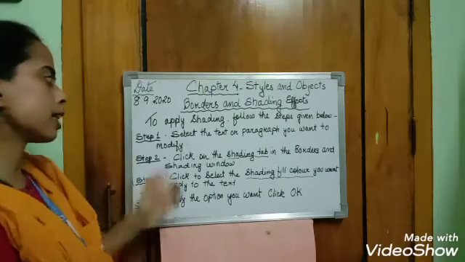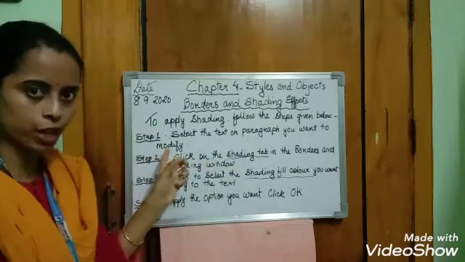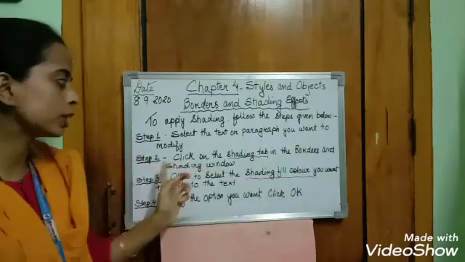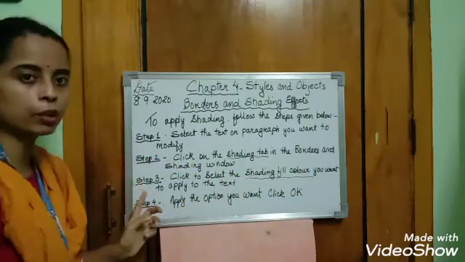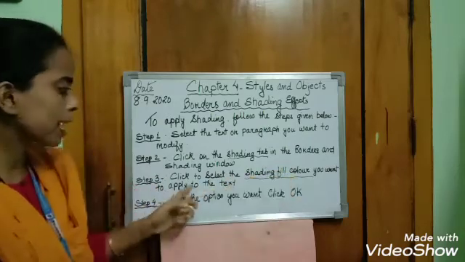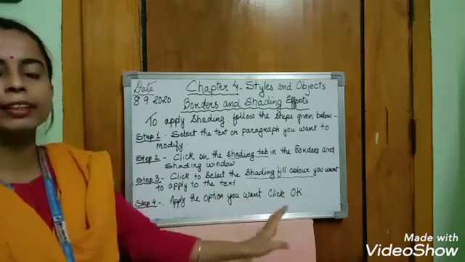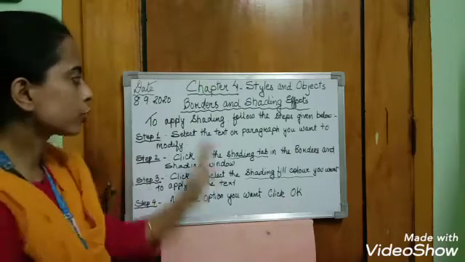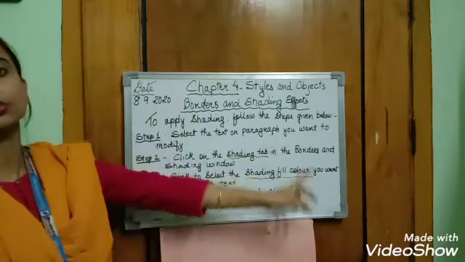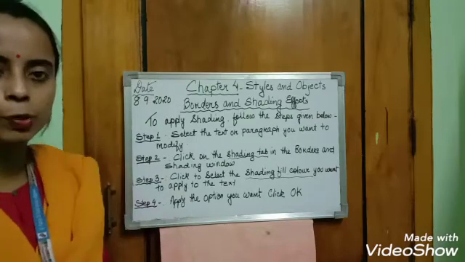So these are the steps. First thing is what? Again, repeat. Select the text or paragraph you want to modify. Second step is what? Click on the Shading tab. In where? In the Borders and Shading window. Step number 3, what is given? Click to select the shading fill color you want to apply to the text. And at last, apply the option you want and click OK. So these are the steps you have to follow to apply the shading effect to your text. Right.